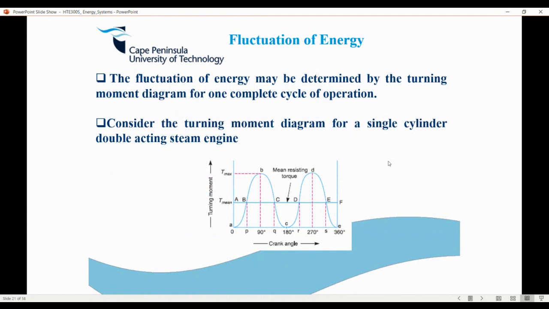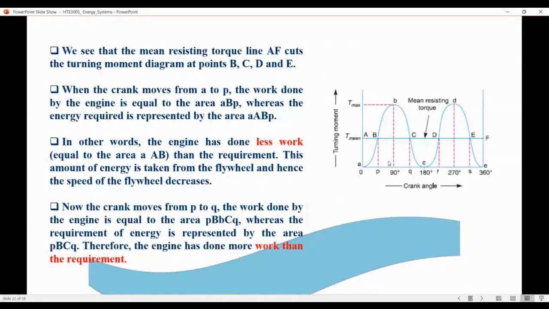And now they're saying again, the fluctuation of energy may be determined by a turning moment diagram for one complete cycle of operation. So we'll be talking about the fluctuation of energy now and what it is. Typically for this kind of stuff, we just take one cycle and analyze one cycle. We don't need to analyze the whole working of the thing. And then you will find the so-called coefficient of fluctuation of energy, which is some kind of coefficient. I think I explained this already, in one slide, and I'm just going to unpack it. Again, we have the same diagram as before.